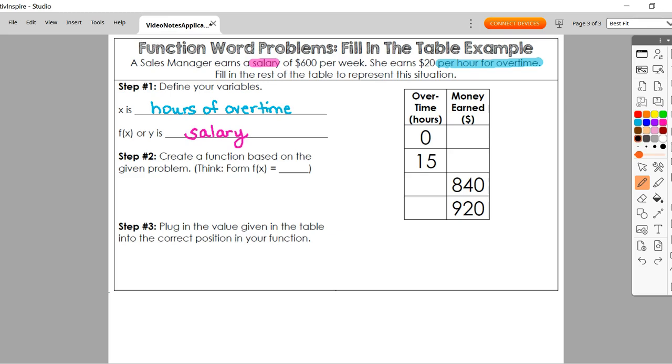How we create it is by writing in the form f of x equaling our two numbers we kind of have here. So I have 20 and I also have 600.